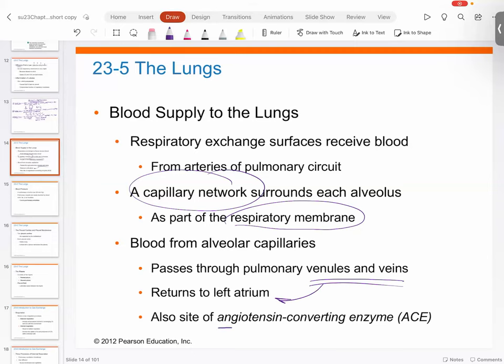This is also, by the way, where the angiotensin converting enzyme, because remember we said that angiotensin 1 will circulate through the body up into the lungs, where it'll be converted into angiotensin 2. So the site of angiotensin 2 creation is in the lungs, because angiotensin converting enzyme, ACE, is the one that does that. Well, this is the location of that enzyme. So your angiotensin 2 gets created in the lungs and then distributed to the rest of the body.